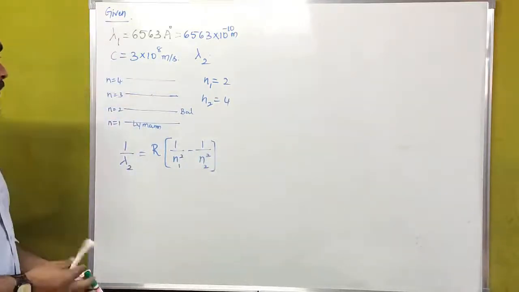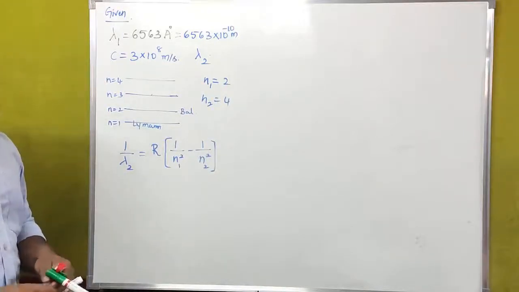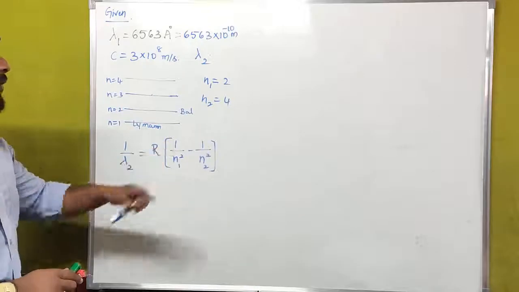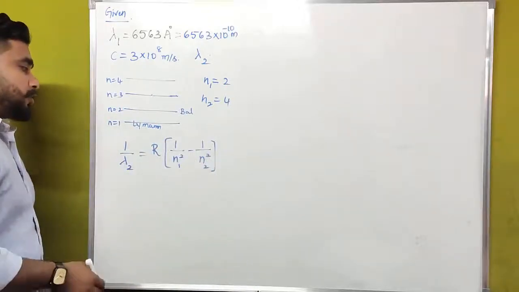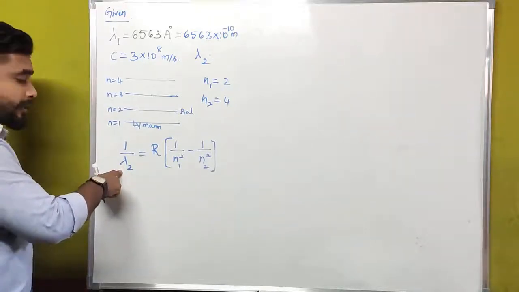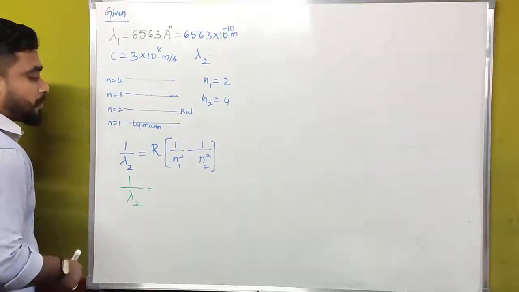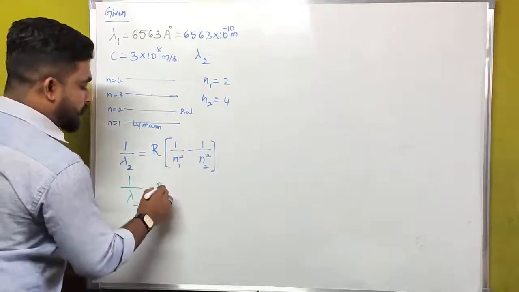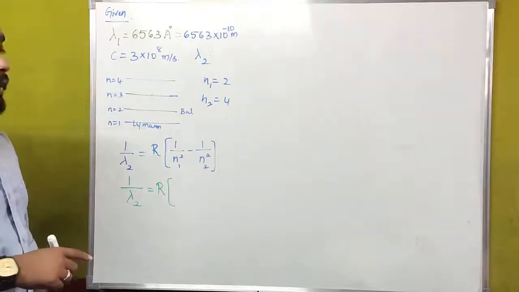Actually, this is the formula. This is the formula for wave number: 1 divided by lambda 2 is equal to R into 1 divided by n1 square minus 1 divided by n2 square. Here what we have to calculate is wavelength. 1 divided by lambda 2 is equal to, we have to write that R as it is.